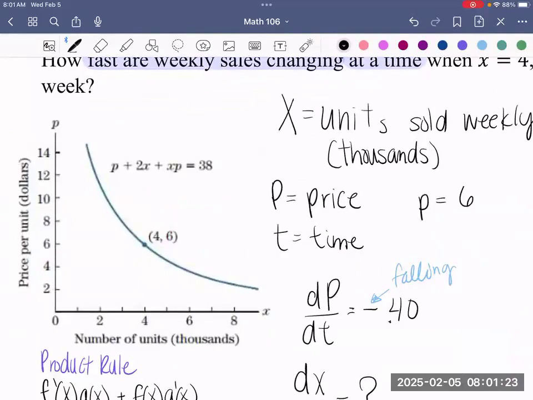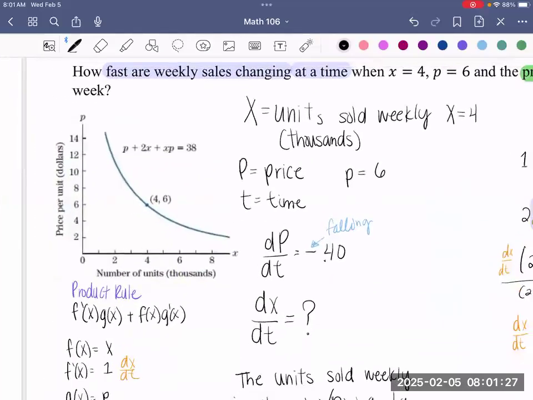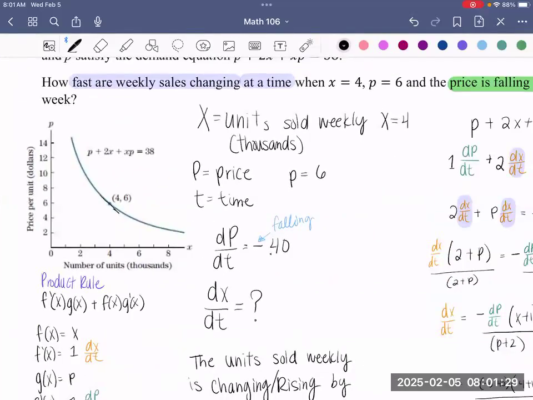And again, we can see that the price is falling at a particular rate, your price being this Y value. So it is falling. However, your X value is still going to continue to grow. It is rising, even if our price is falling.